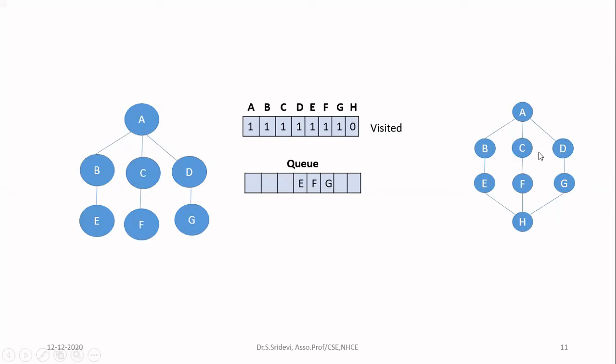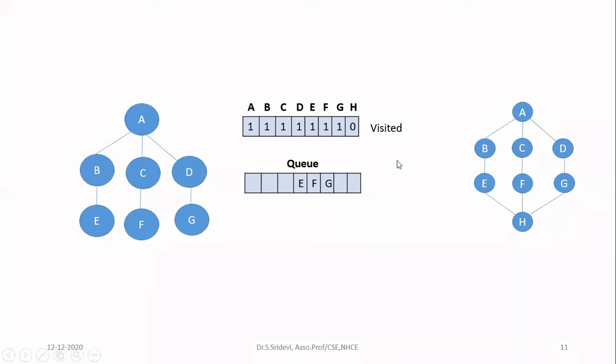Now go and check the neighbors of D. D is having two neighbors A and G. Check in the alphabetical order in the visited array. A is already visited, but G is not visited. So I am going to mark visited of G as 1. After that, I'm going to push G in the queue. Then I'll be connecting G to D. Now I have explored all the neighbors of node D. So go and remove the next node from the queue.